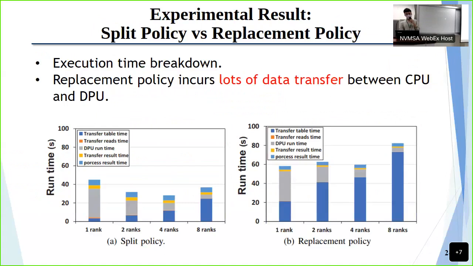This slide shows the experiment of comparison between two policies. The figures are the breakdown of program execution time. The key difference between two policies is that table transfer time in replacement policy is much more than in split policy.